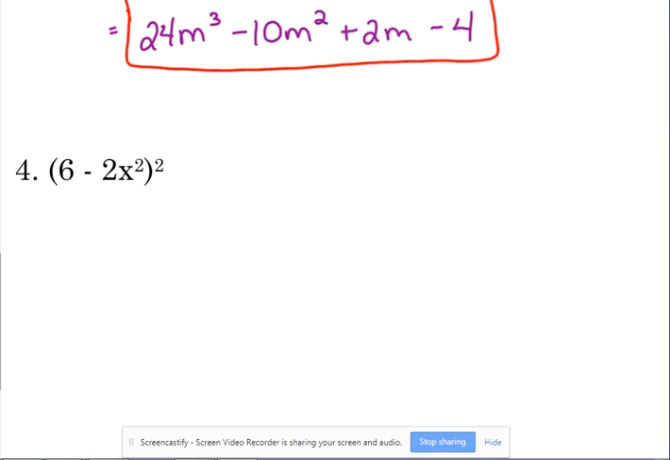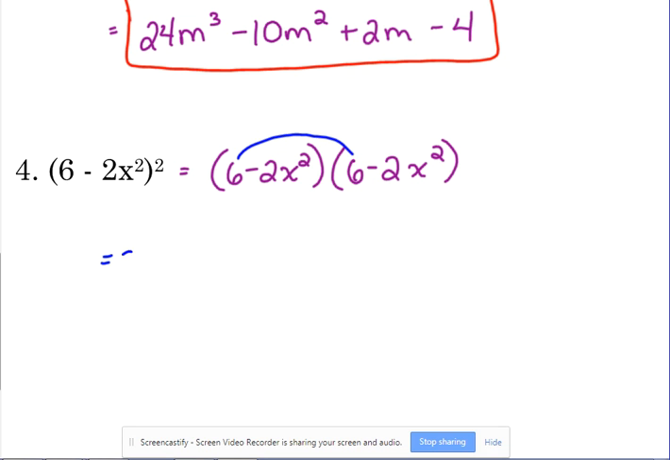You multiply it by itself. 2 squared means 2 times 2. 7 squared is 7 times 7. So if we have a binomial squared, that is really 6 minus 2x squared times 6 minus 2x squared. And what do we have to do to multiply that out? We have to FOIL or distribute or however you want to look at it.